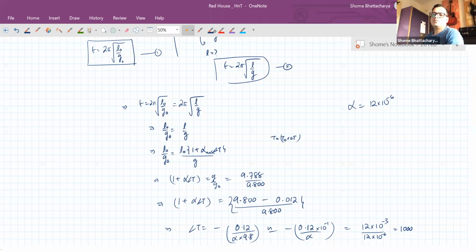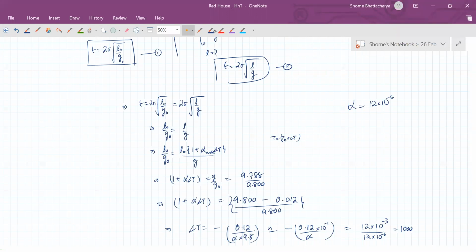No, they're not going to come in the exam, but they're pretty easy actually. The questions based on thermometry are just based on the principle that. Yeah, so 12 into 10 raised to minus 3 in the numerator, divided by alpha, which is given as 12 into 10 raised to minus 6. Just check if I made some order of magnitude mistake. I don't think so.